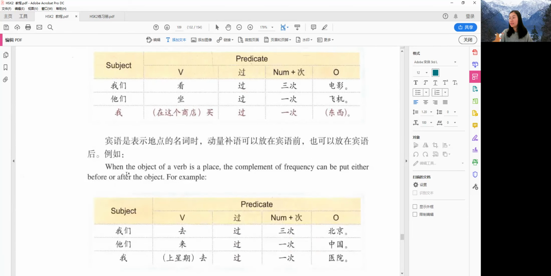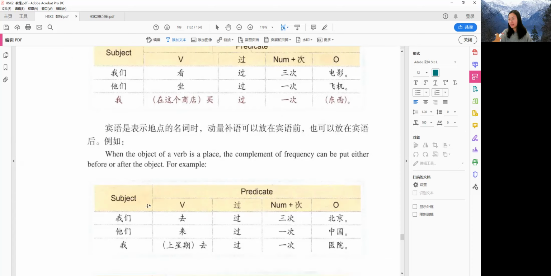All right, so we are now looking at when the object of a verb is a place. The complement of frequency can be put either before or after the object. Like 我们去过3次北京. It's also totally fine. We say 我们去过北京3次. So it sounds more like the English position. So for a location, for a place, it's totally fine to put the times at the end of the sentence.